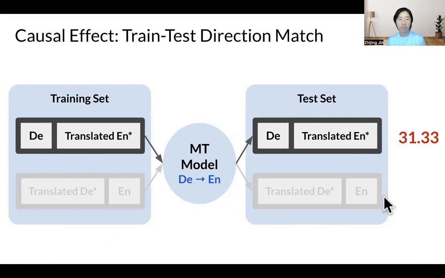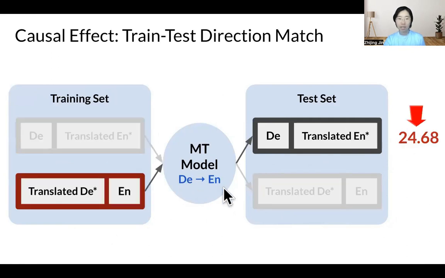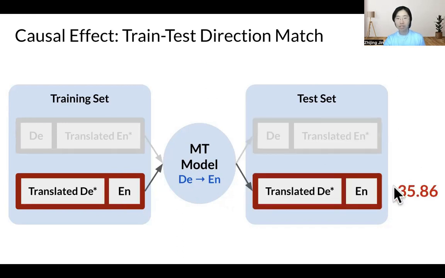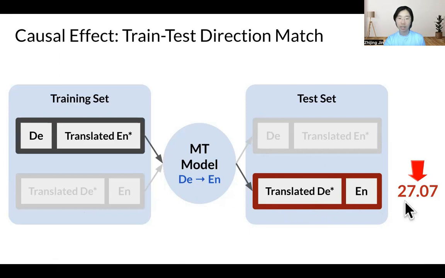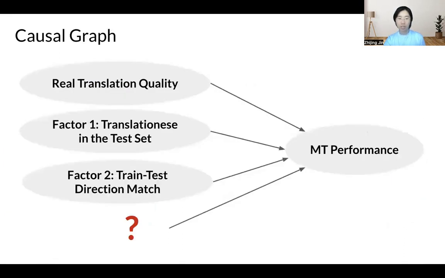So we conduct experiments such as using aligned train and test sets, and get a performance of 33 in the context of German to English translation. And then we change that training set to the opposite subset. The performance dropped to 24. We also tried a similar analysis on the second test set, where the original performance, if the train and test are aligned, is 35, and it drops to 27 when it's unaligned. Now back to this question, we would say that this new factor, train-test direction match, is also an explanation of how translationese affects MT performance.